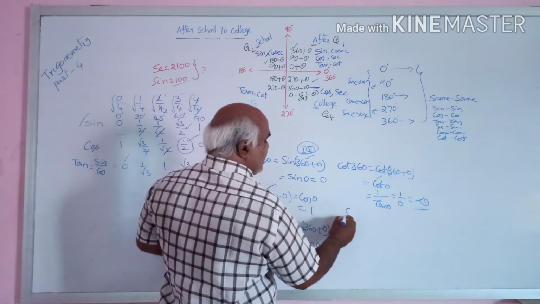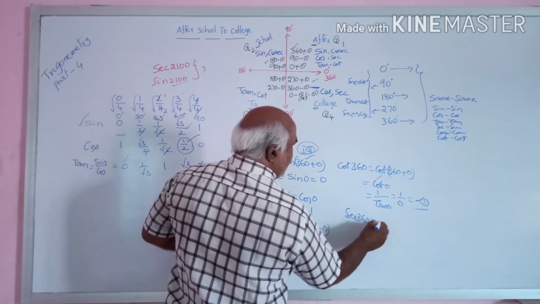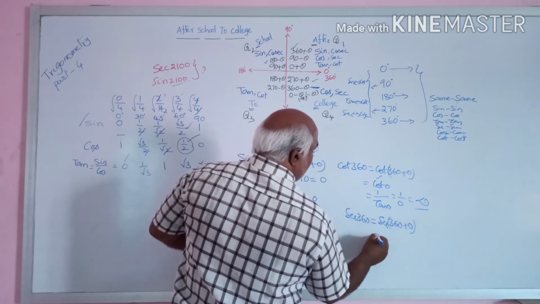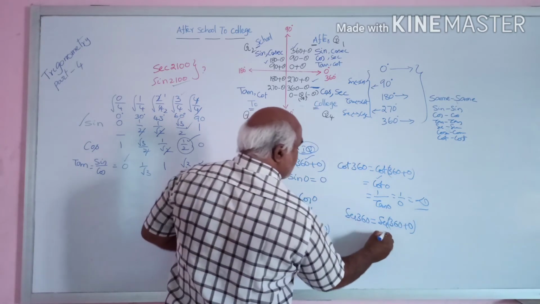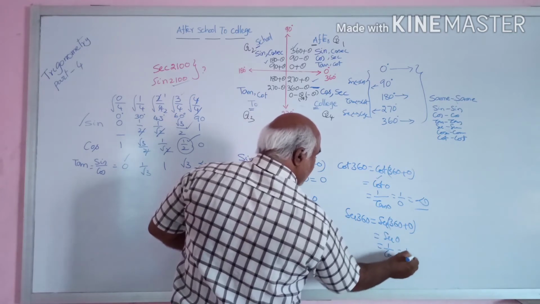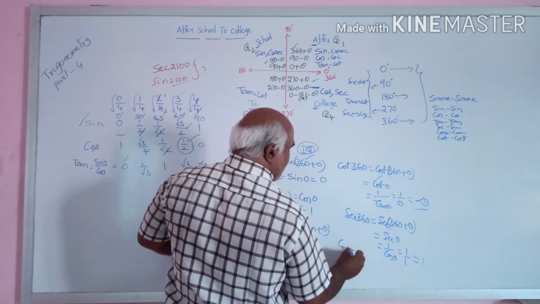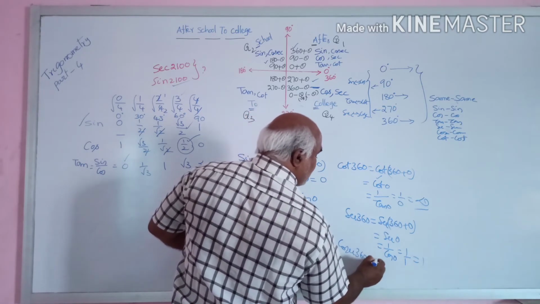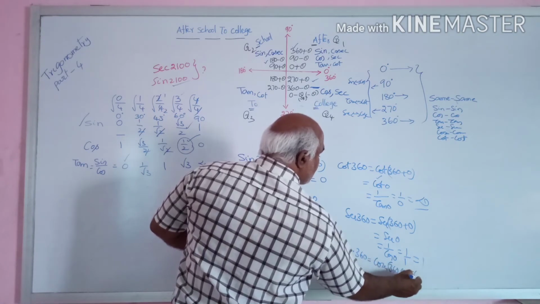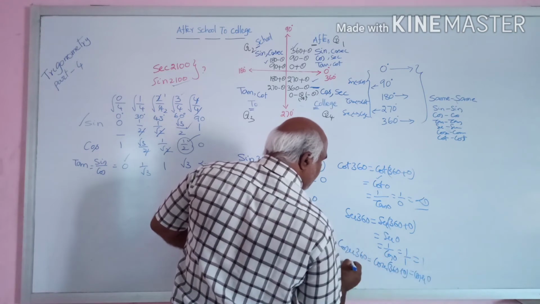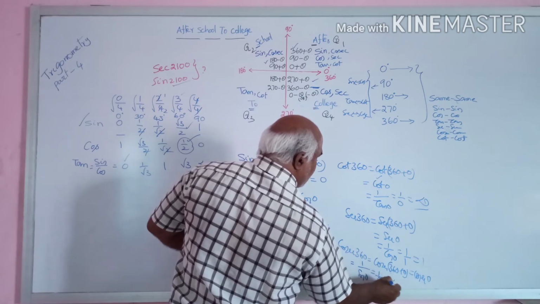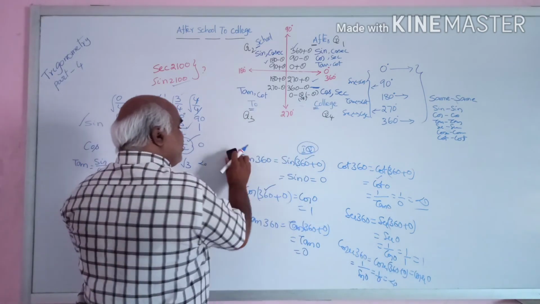Next, secant 360. It can be written easily as secant 360 plus 0. In the first quadrant all are positive, secant 0. Secant 0 means 1 by cos 0. Cos 0 is 1, so that is equal to 1. Finally, cosecant 360 is equal to cosecant 360 plus 0, that is same, cosecant 0. Cosecant means reciprocal of the sine. 1 by sin 0 means 1 by 0, which is not defined.